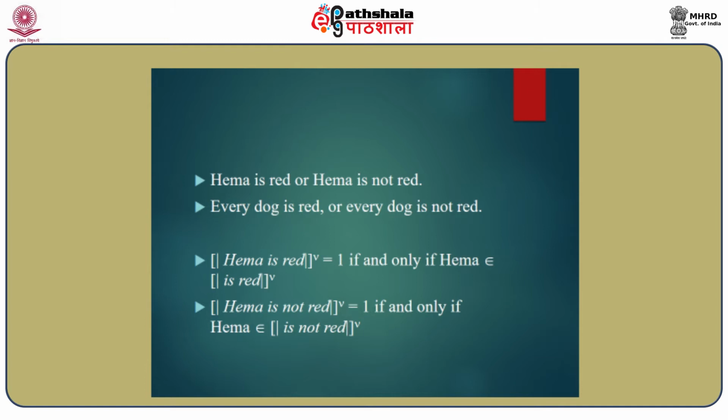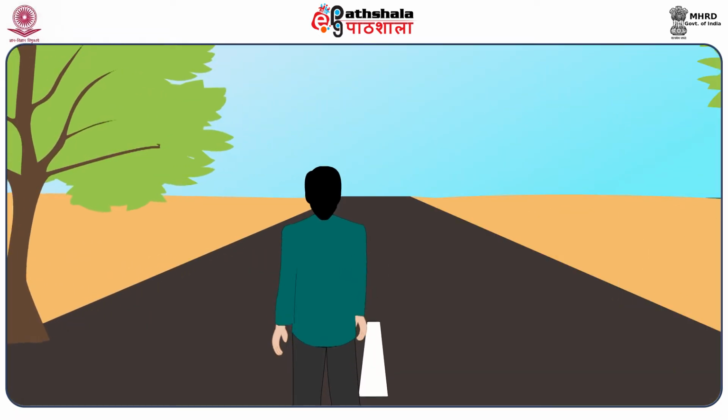Now compare this with the sentence Hema is red or Hema is not red. That is a tautology. It is always true because the set of red things and the set of not red things jointly exhaust all the possibilities that you can imagine. And so Hema has to be either in one or in the other, which makes Hema is red or Hema is not red a tautology. But every dog is red or every dog is not red is not a tautology. Again, what this shows us is that every dog cannot be object denoting.